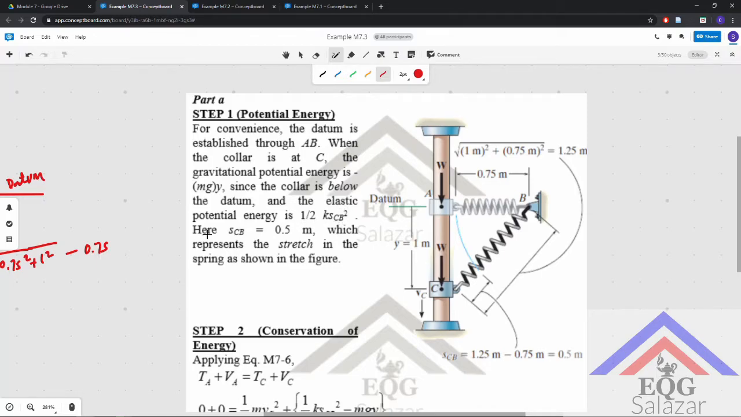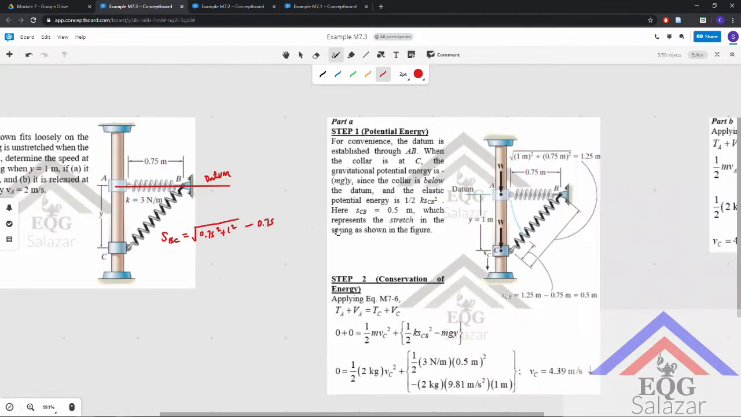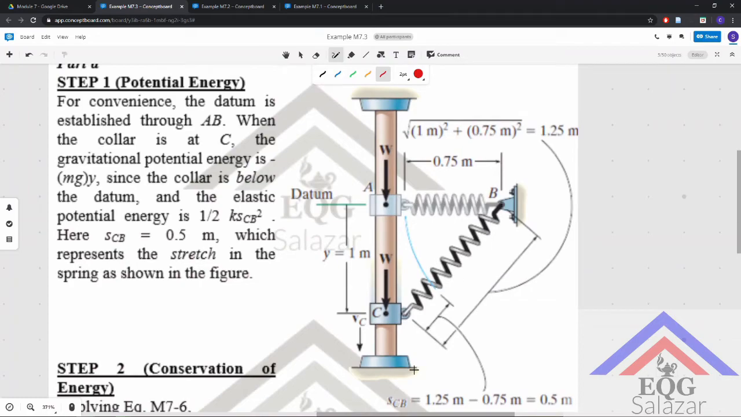Okay, so here SCB or SBC or whatever you want to call it, for as long as you know it's the deformation in the spring, represents the stretch in the spring as shown in the figure.